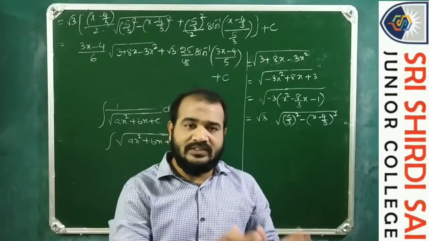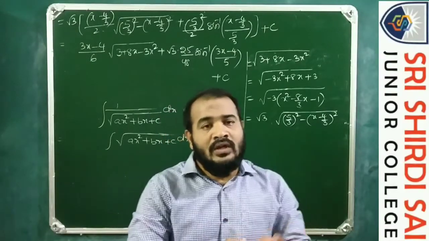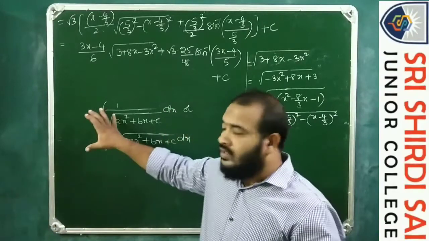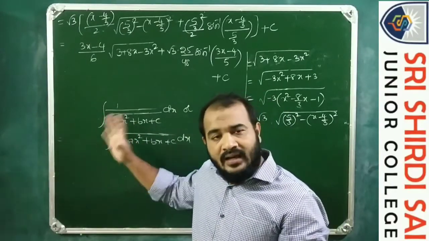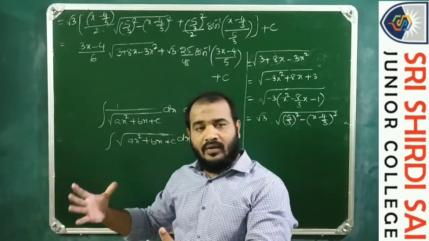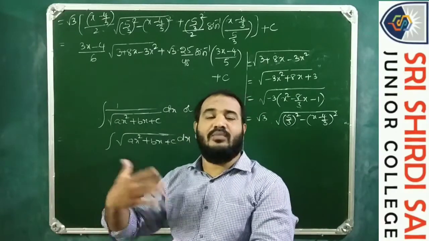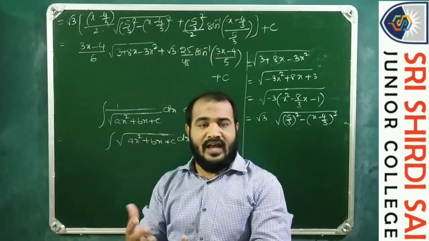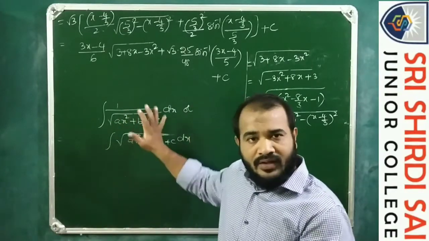So 6 plus 3, totally 9 formulas. First we need to complete the square, and then the formula that we have learned before, totally 6 plus 3, 9 formulas, will be applicable here.